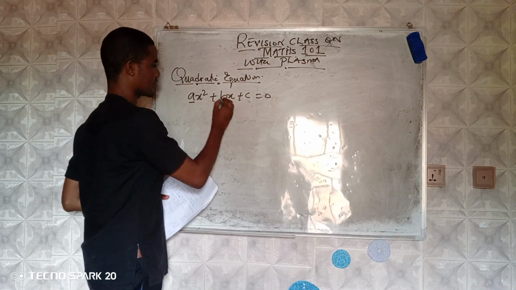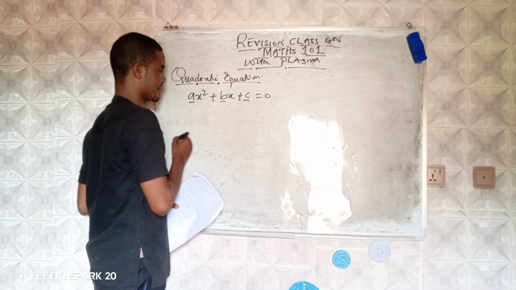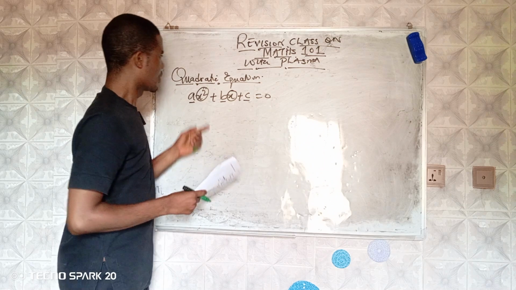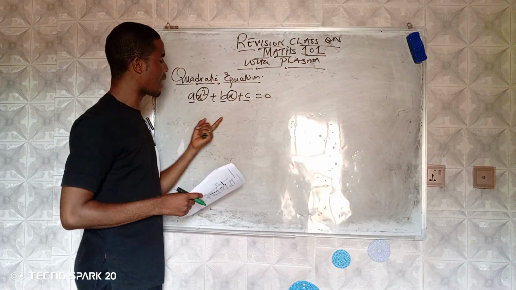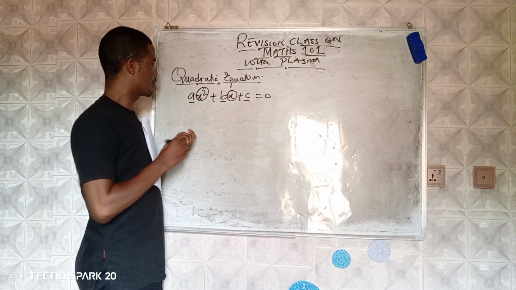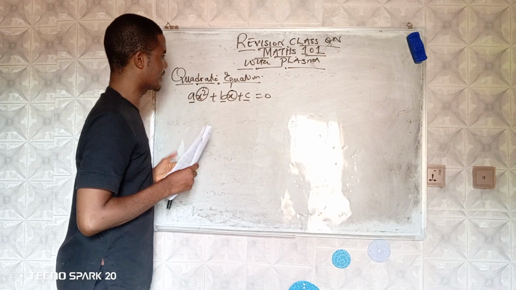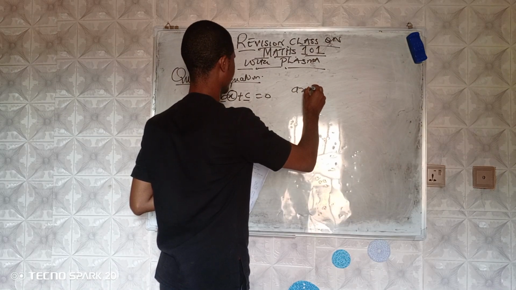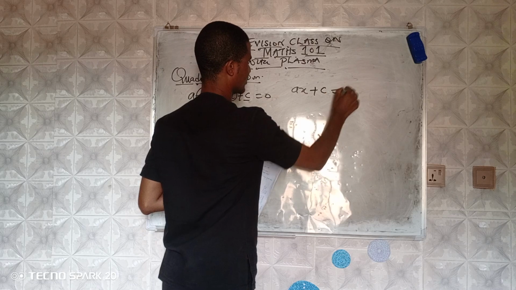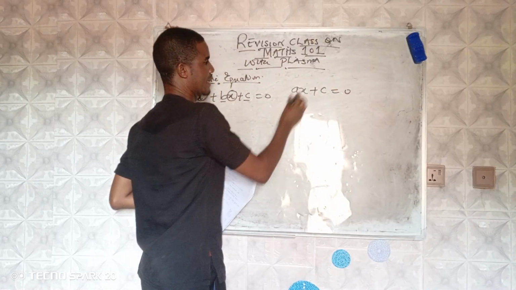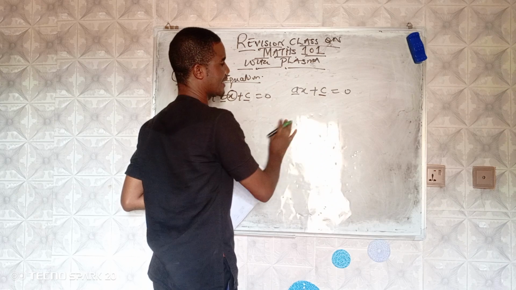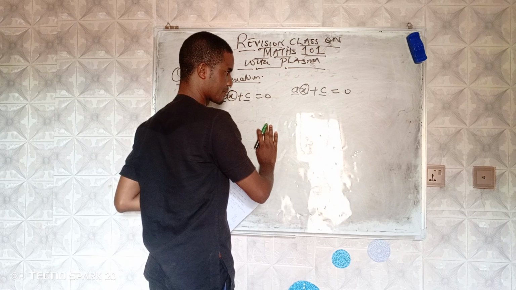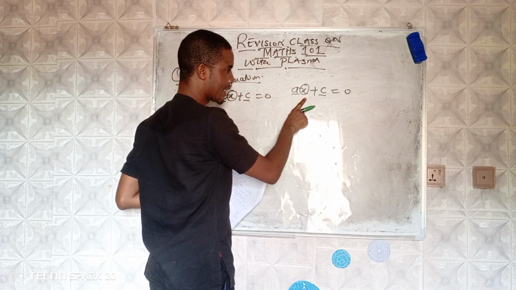Where a, b, and c are constants, and x is a variable. So an equation whose highest power of the variable is 2 is called quadratic. I can have an equation like this. The a and c here are constants, while x is the variable, or we call it the unknown. The highest power of the unknown here is 1.